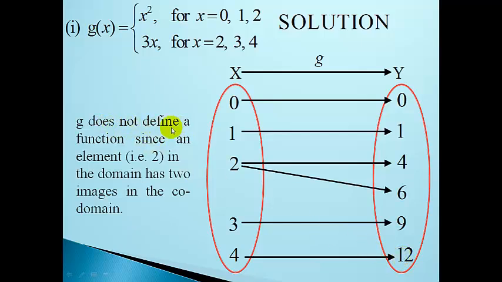Now, g does not define a function since an element, that is 2 in the domain, has 2 images in the codomain. Because the element 2 in the domain has 2 images in the codomain, it means that g is not a function. This means that g of x is not a function. G of x is not a function because the element 2 in x has 2 images in y, and therefore g of x is not a function.